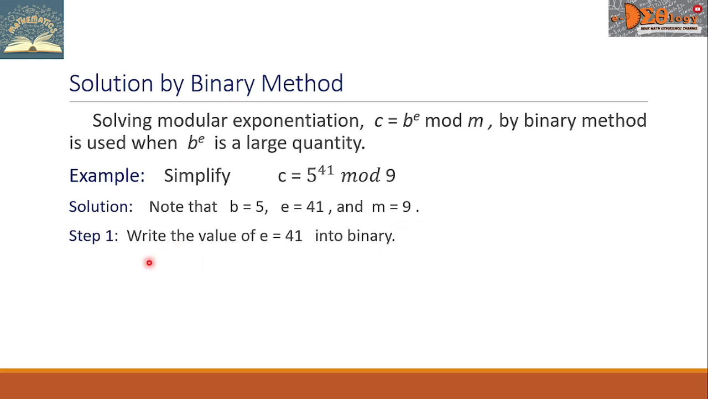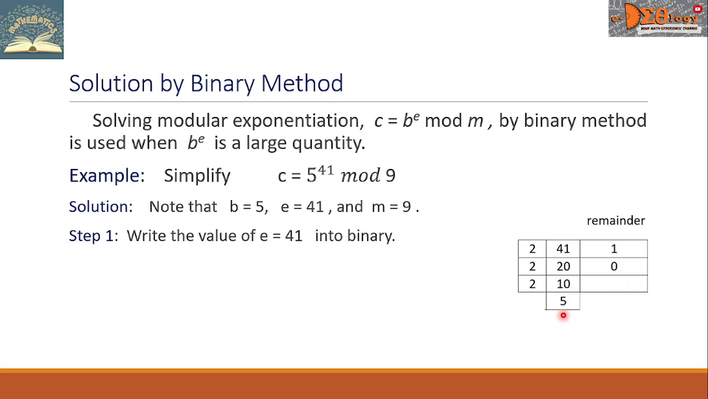For our step 1, we will write the value of e, that is 41, into binary. Remember that the operation is like this. 41 is divided by 2. The quotient is 20 and the remainder is 1. Next, this 20 we divide by 2. The quotient will be 10 and the remainder is 0. Next, this 10 we divide by 2. The quotient is 5 and the remainder is 0.